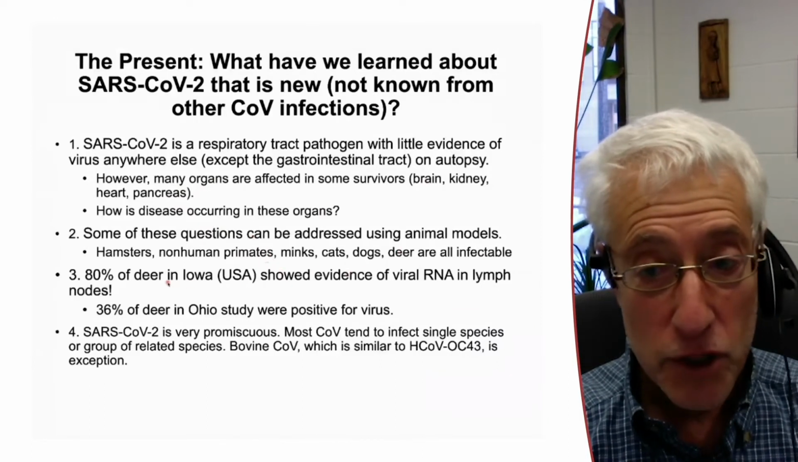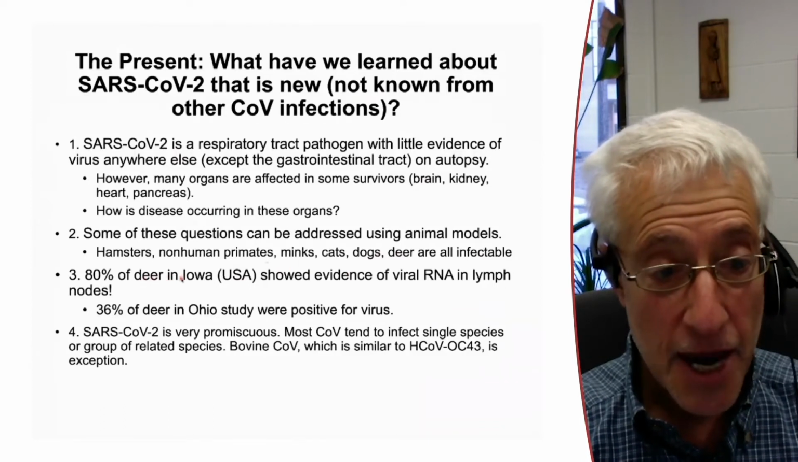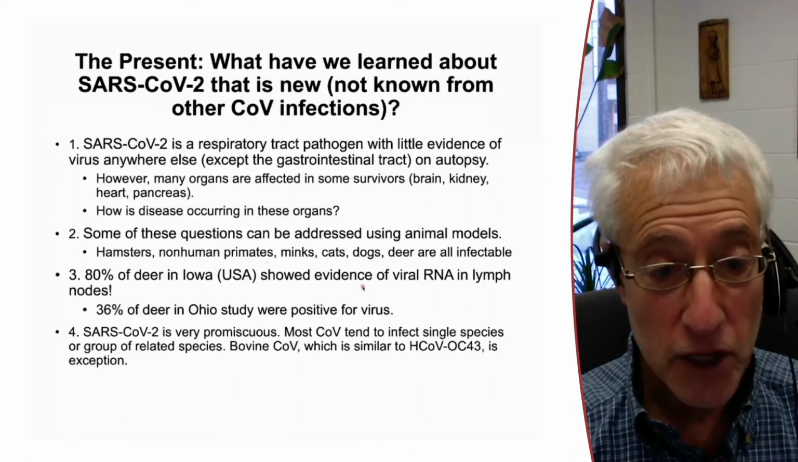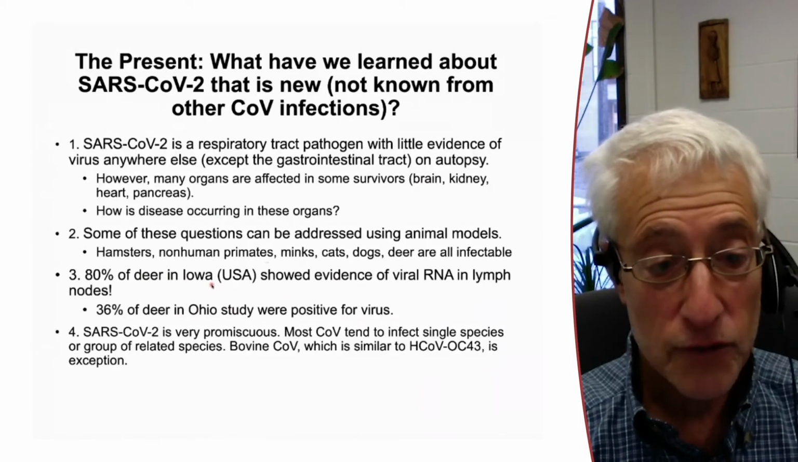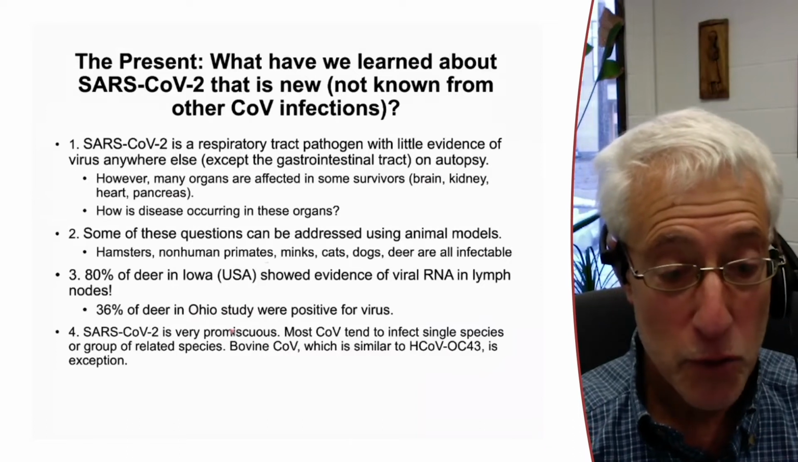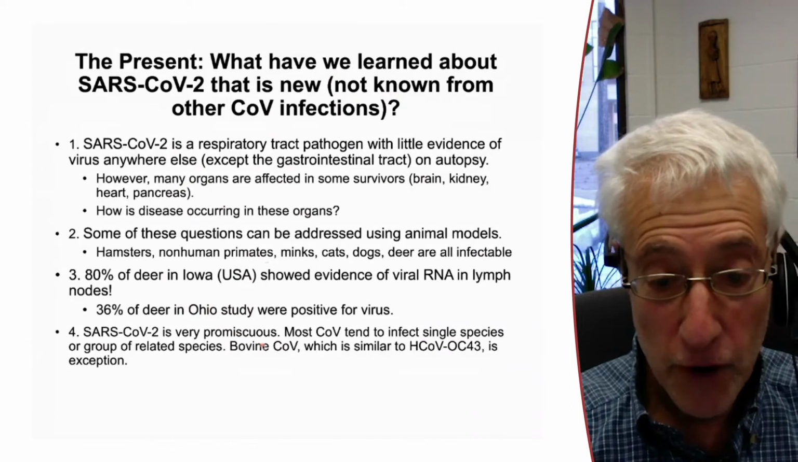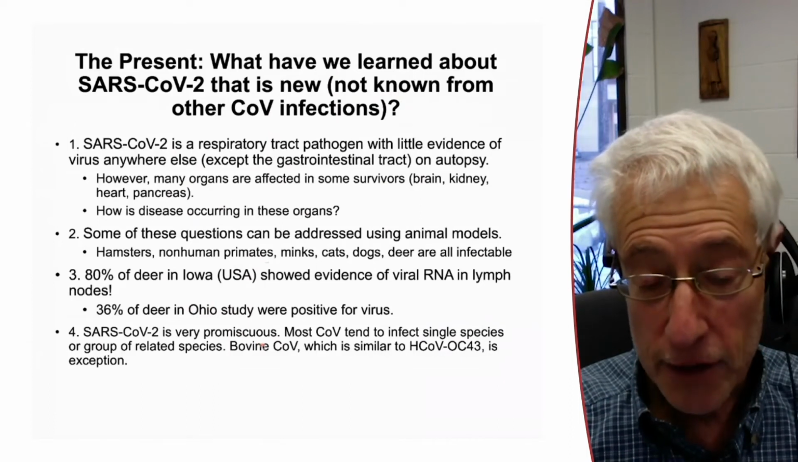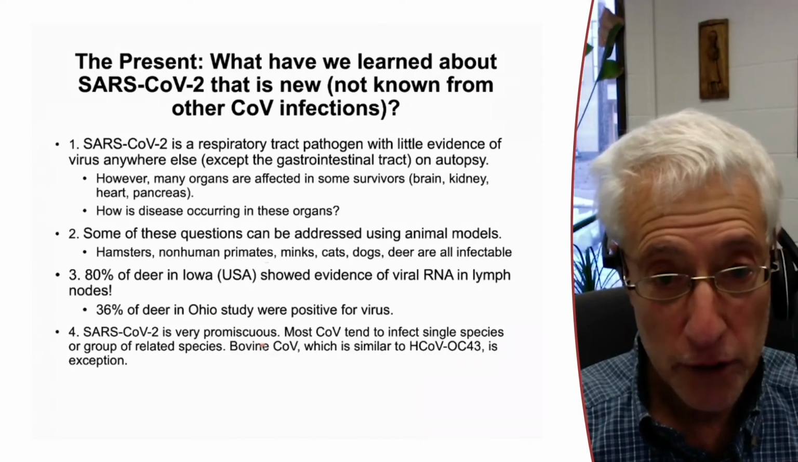But we've learned even recently that these viruses can cross species even again. 80% of deer in one study in my state in Iowa showed evidence of viral RNA in lymph nodes. 36% of deer in Ohio were positive. So this is a very promiscuous virus, and it crosses species. Bovine coronavirus crossed species to infect antelope and other ruminants, and it's very similar to the human disease OC43.